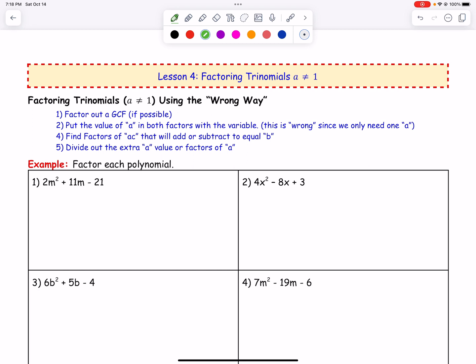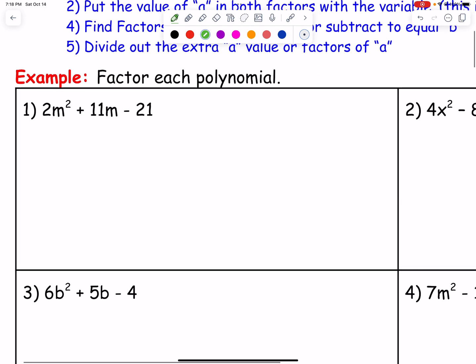We're still going to find factors of a times c that will add or subtract to equal b. So let's take a look at some examples. For number 1, we have 2m squared plus 11m minus 21. We have 2 as our smallest number that we could possibly divide 11 and 21 by, but they don't divide evenly by 2, and 2 is a prime number, so we don't have a greatest common factor.